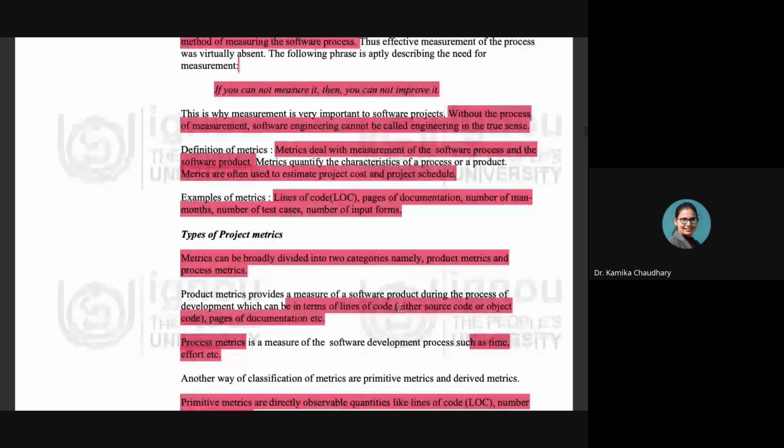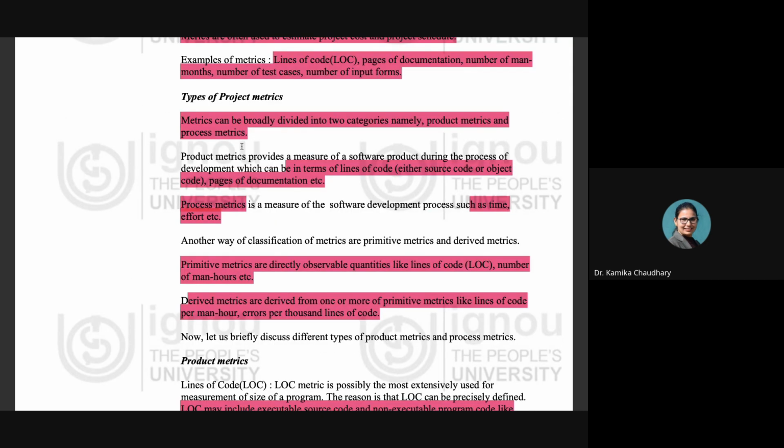Now, types of project metrics. There are basically two types of project metrics. Project metrics means we are talking about software project metrics. First is our product metric and second is our process metric. Just understand it like this. Software project measurement tools are divided into two parts. The first is our product metric and the second one is our process metric.